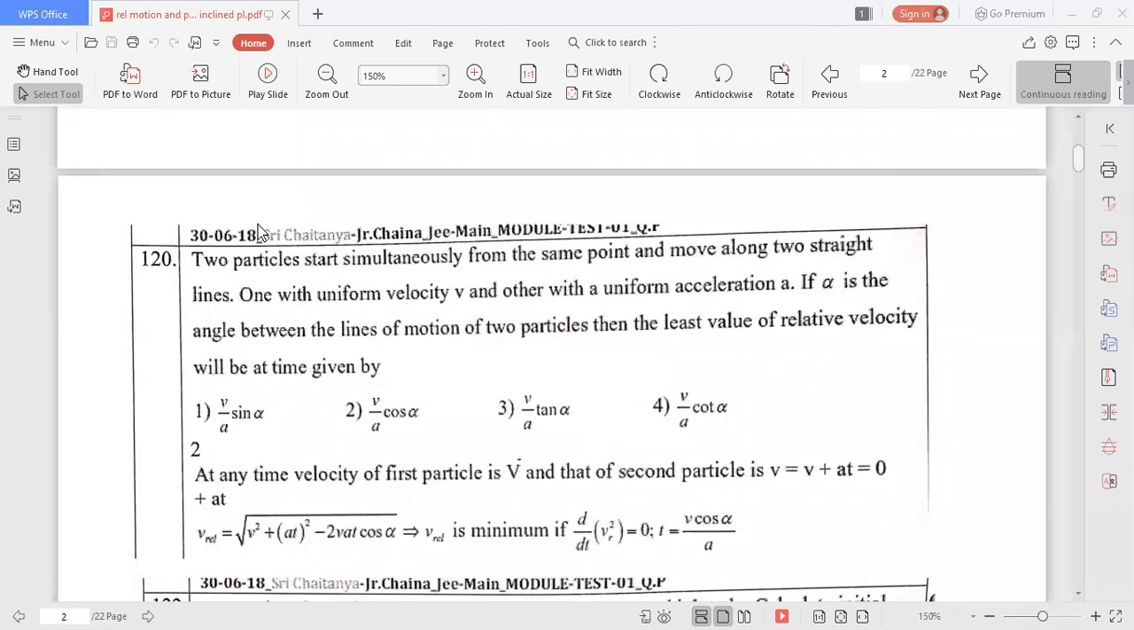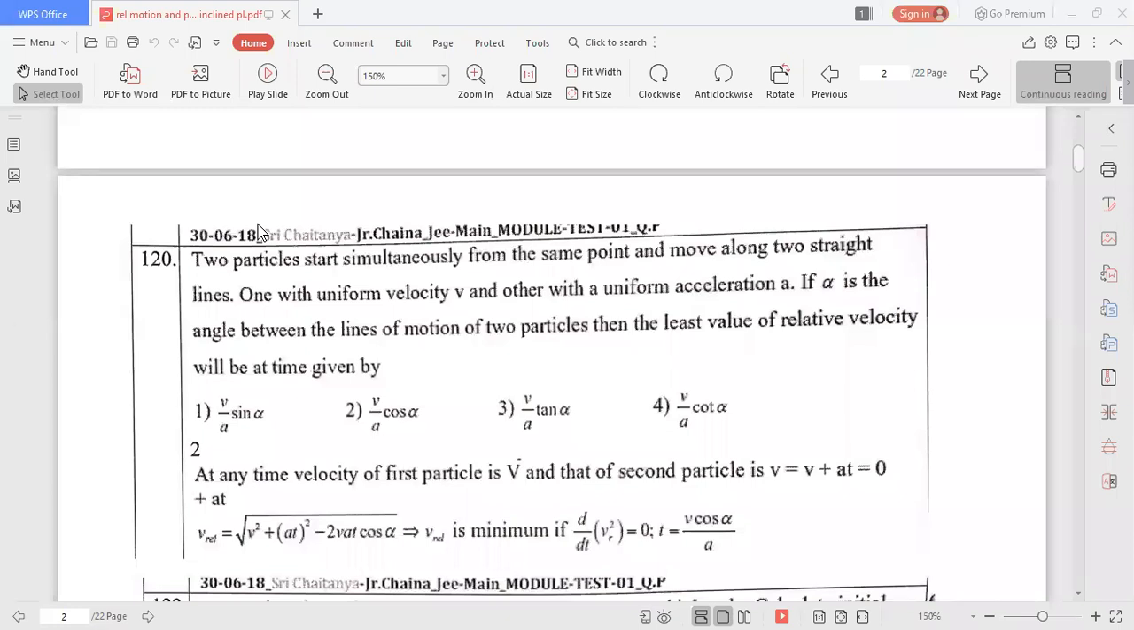So the minimum relative velocity, V relative least, is equal to what? If alpha is the angle between the two lines of motion of the two particles, then the least value of relative velocity will be at a time. After what time does the relative velocity become minimum? That is the question they asked.